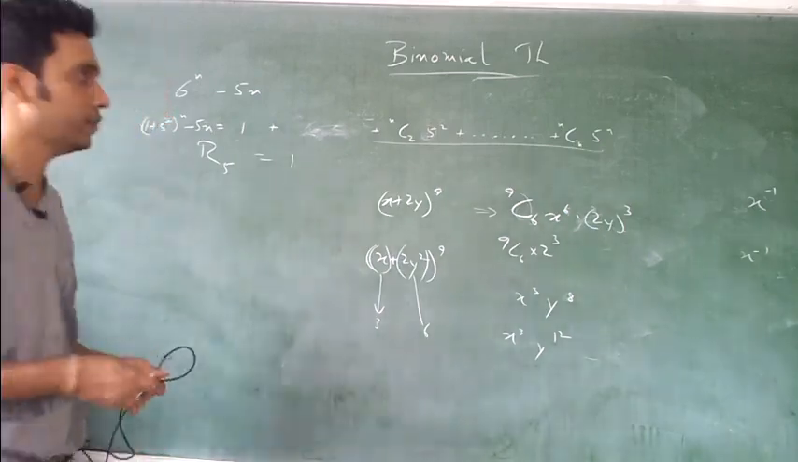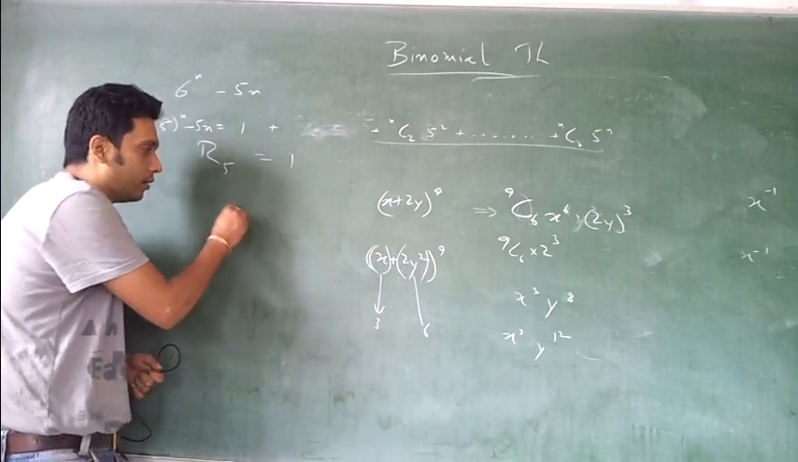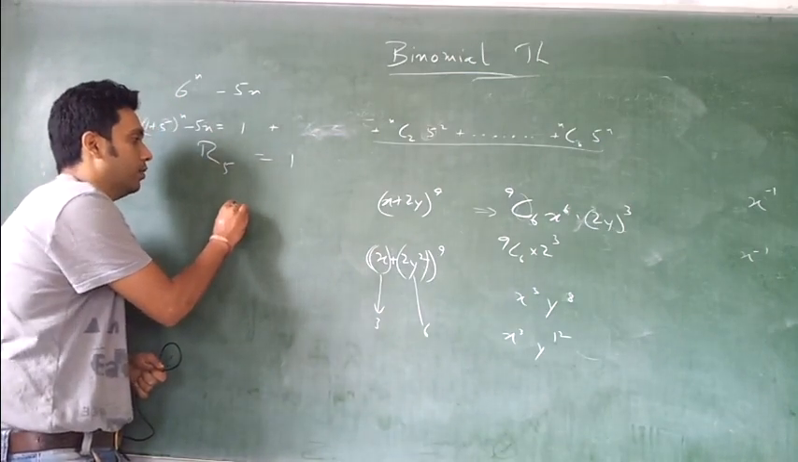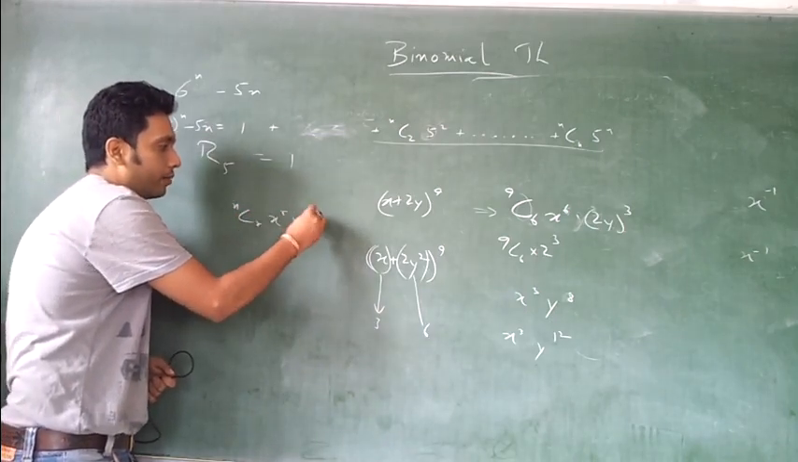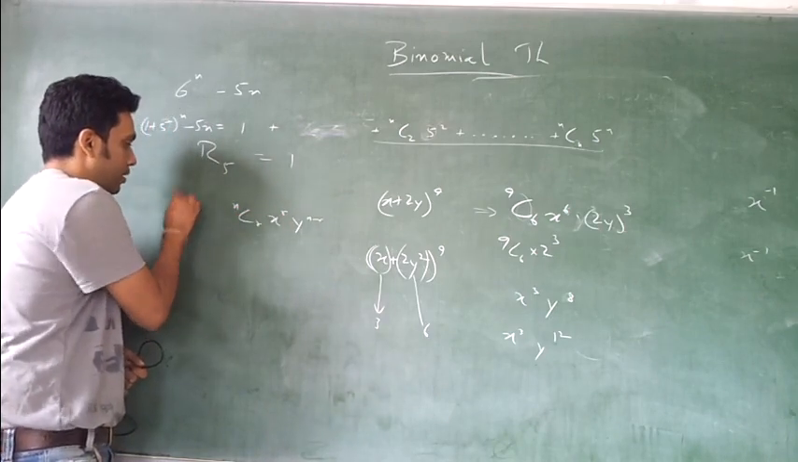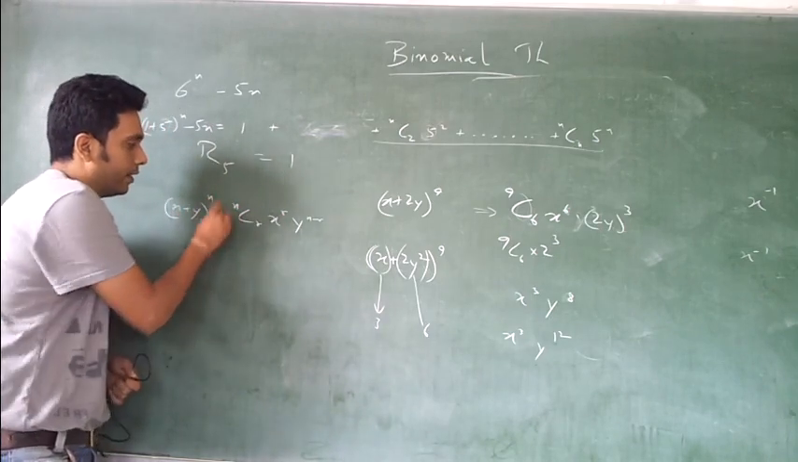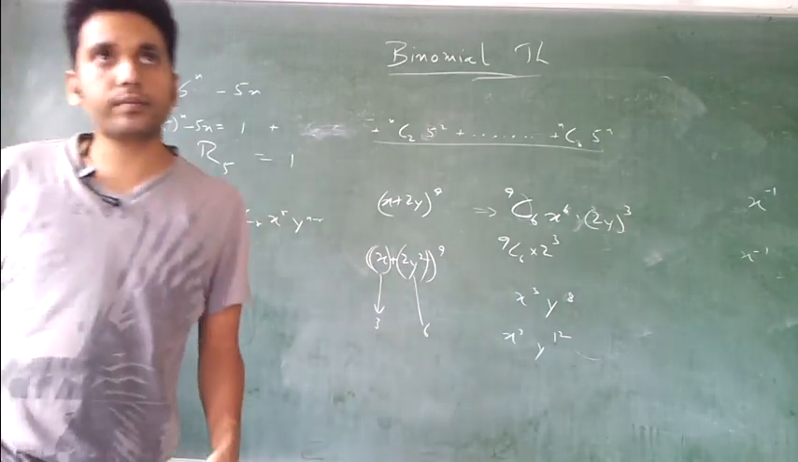How do you go for the coefficient? By writing the general term. Not the nth term, not the rth term, but the r plus 1th term. The general term: x power r, y power n minus r, for x plus y whole power n. Right? This is the general term. Any doubt? Any doubt?